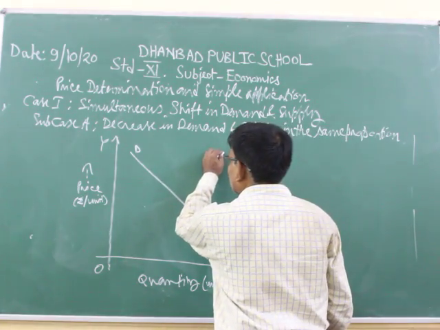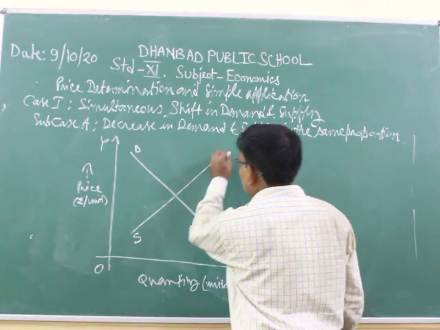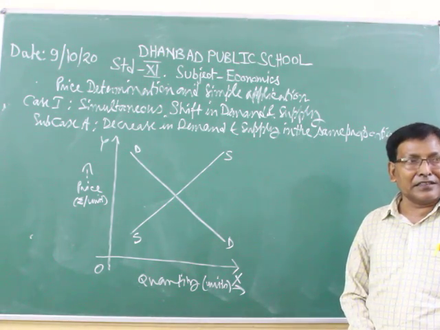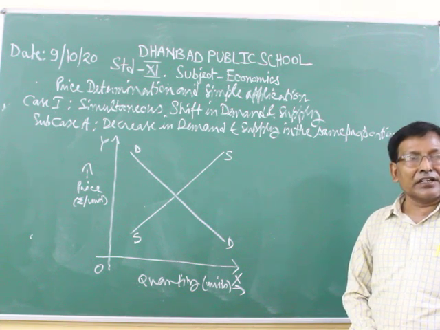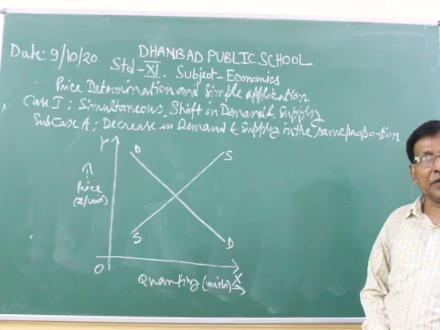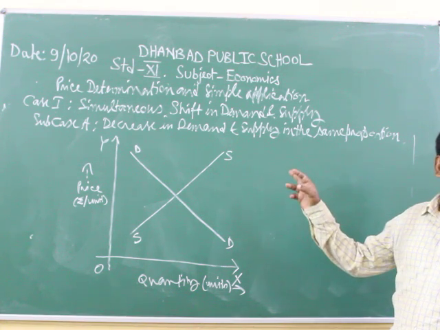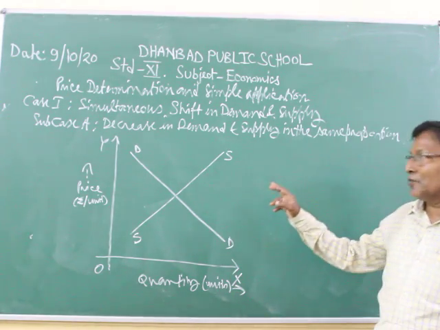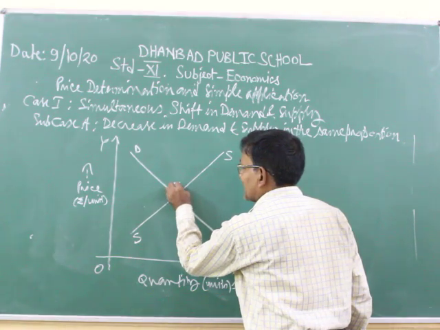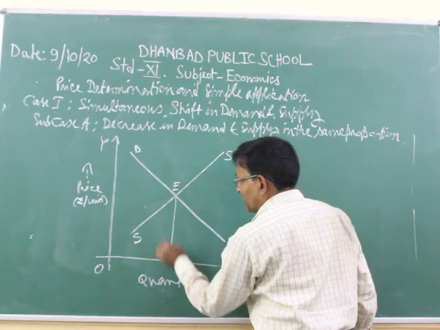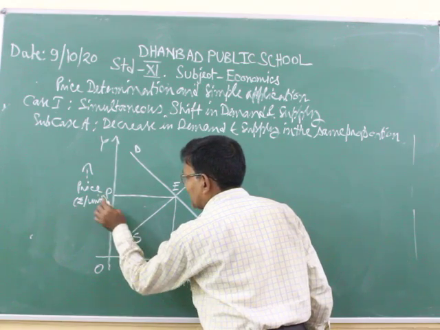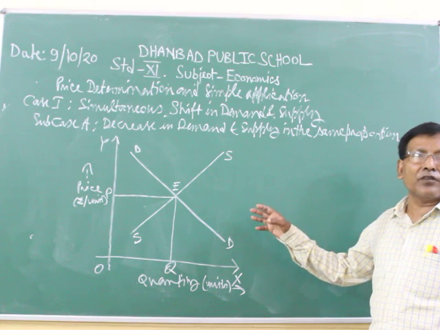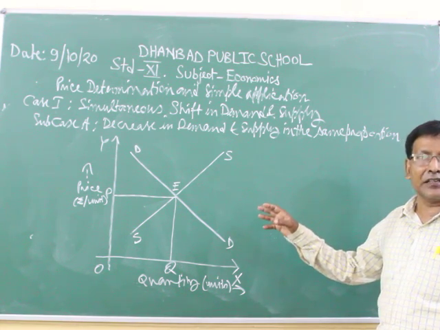Now take the supply curve of a commodity. Which type of relationship is there between price and quantity supplied? There is a direct relationship. When the price increases, quantity supplied increases and vice versa. So due to the positive relationship, the supply curve will be upward sloping. They are intersecting at point E and the corresponding equilibrium price is OP and equilibrium quantity is OQ. That is the simple meaning of price determination under perfect competition.